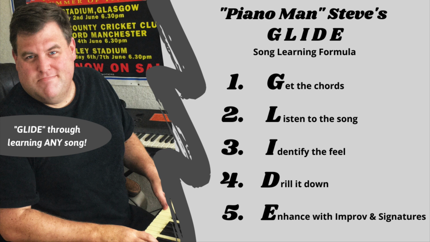After you've listened to the song, the next step is identify the essential feel, and I'm going to be explaining that momentarily, so let me just rattle off the remaining steps, and then we'll get to the piano and show you what you do after you've gotten the chords and listened to the song. So you identify the essential feel. Then D means you drill it down, and we'll talk about that in a little bit. And then you enhance with signatures and simple improv.